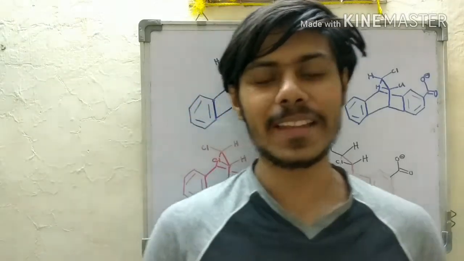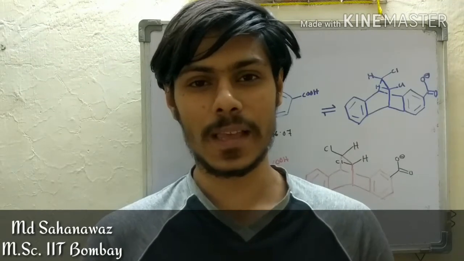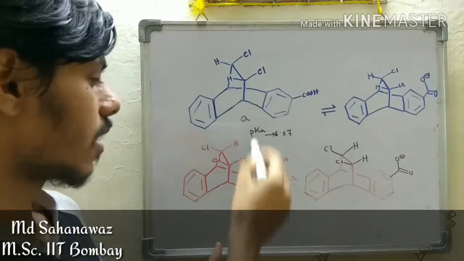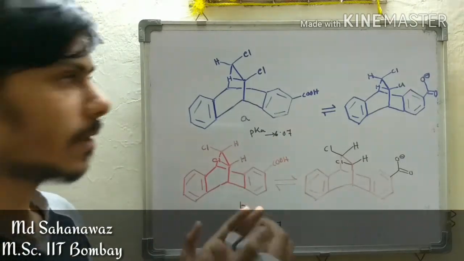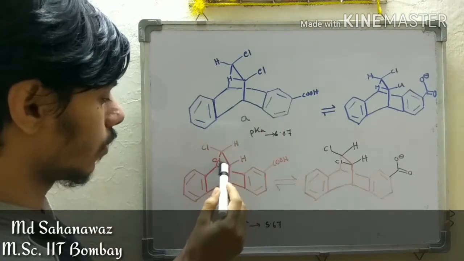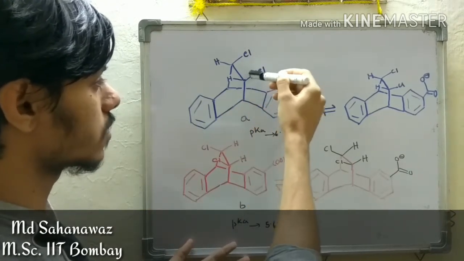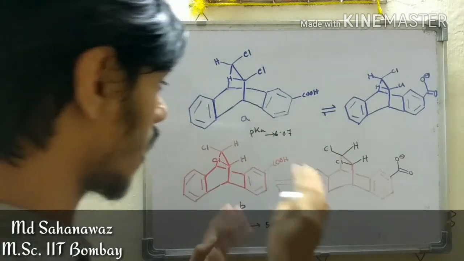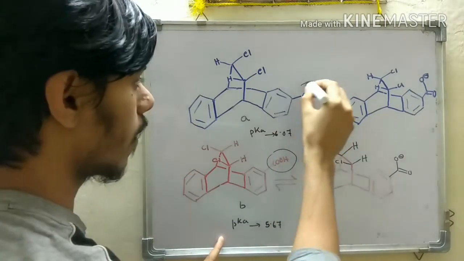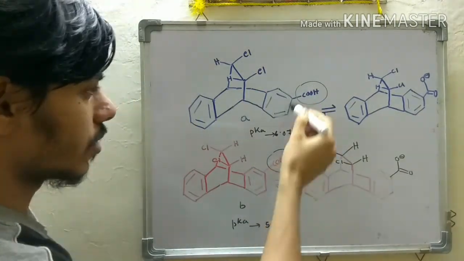Welcome friends, and in this video I am going to discuss two very important examples and compare their acidities, right? So you can see these are the two molecules. They look similar, but the only difference is that in this molecule the chlorine atoms are on this side, and in this molecule the chlorine atoms are on the right-hand side.